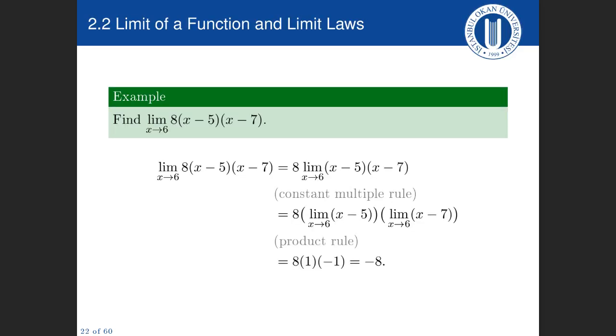Let's do another one. Find the limit as x tends to 6 of 8 multiplied by x minus 5, multiplied by x minus 7. Using the constant multiple rule, we can take the 8 outside of the limit, and then we have the limit of a function multiplied by a function. Using the product rule, we can split that into two limits, the limit of the first function multiplied by the limit of the second function. And then just replace the x by the number and calculate the answer. Replace this x by a 6, so we get 6 minus 5. Replace this x by a 6, we get 6 minus 7.